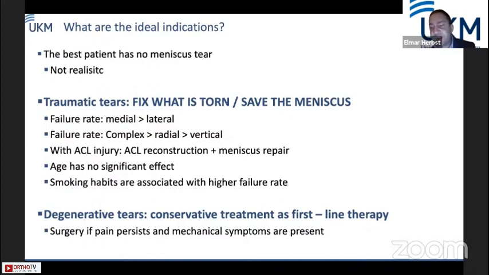In degenerative knees, in osteoarthritis knees, look at mechanical symptoms. Pain is not a strong indicator, but also look at the lower limb. The most important thing is looking at the lower limb to realign the patients if they have symptoms. The patient would benefit the most from the realignment surgery rather than meniscus surgery.